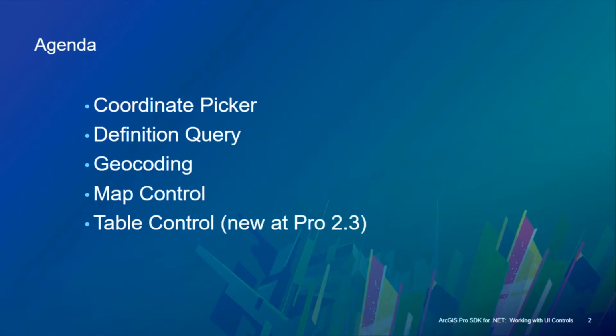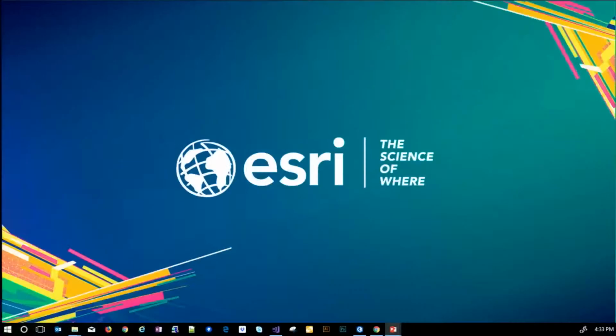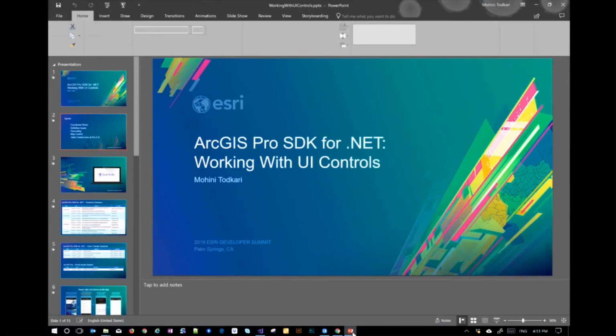The ones that I'll be covering today are coordinate picker, definition query, geocoding, map control, and table control, which is new at Pro 2.3. I'm going to walk you through the documentation that we have online before we go over the demo for it.